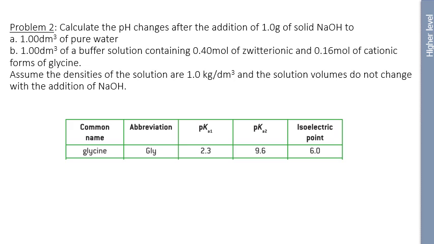Right, next question. Calculate the pH changes on the addition of 1 gram of solid sodium hydroxide to 1 decimeter cubed of pure water first up, and then 1 decimeter cubed of a buffer solution containing 0.4 molar of the zwitterionic and 0.16 molar of the cationic form of glycine. The assumptions are that the density of water is 1 kilogram per decimeter cubed, and solution volumes do not change with the addition of the sodium hydroxide. This is where, of course, the amino acid solution is now acting as an acid-base buffer solution. Again, we've been given the associated pKa's of glycine and also its isoelectric point.